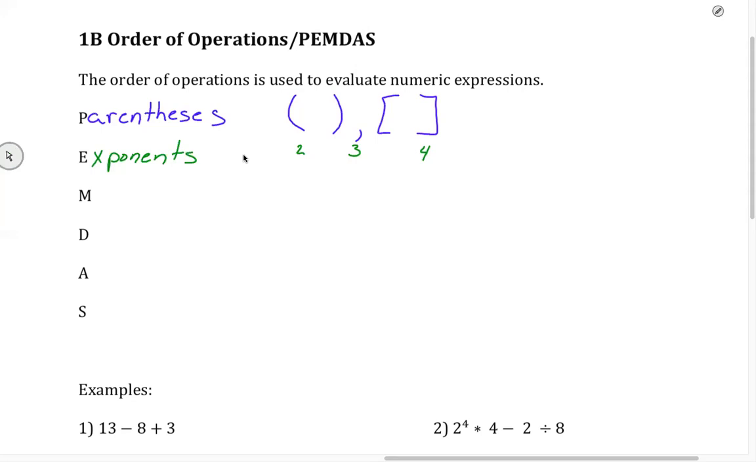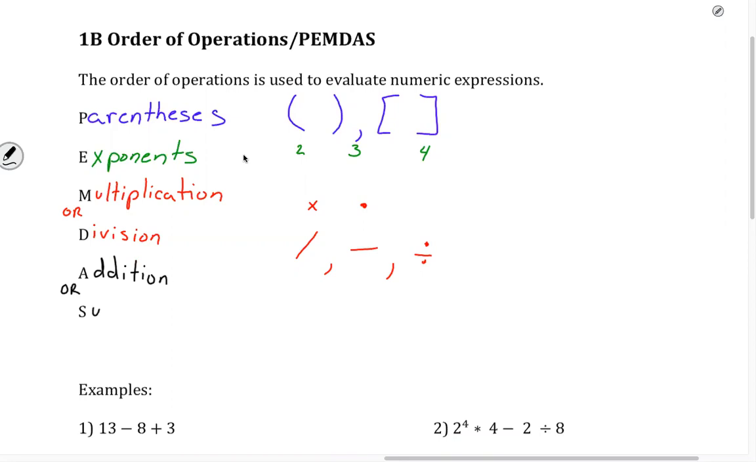And then is M multiply? It is. M is multiplication. We're going to get away from the X, and we're really going to move into dots, okay? But that's multiplication. What does D stand for? Division. And these are going to be slashes, fraction bars, or the divide sign. I try to steer away from the divide sign because on a computer, sometimes it looks like a plus sign. And last but not least, addition or subtraction. And these are your plus and minuses.